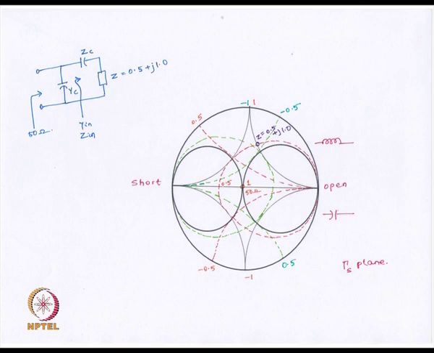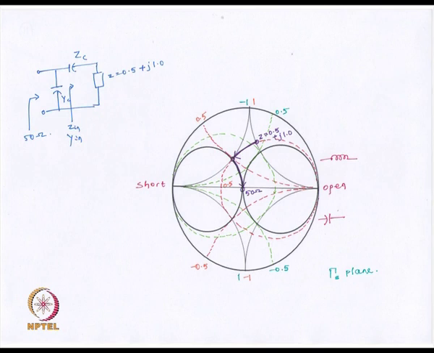Now let us see another example. We have a load 0.5 plus j1.0 as shown, and again we have to match this impedance or admittance to the origin. So this is the basic setup. This is our Smith chart. This is where we start from, and this is our destination.